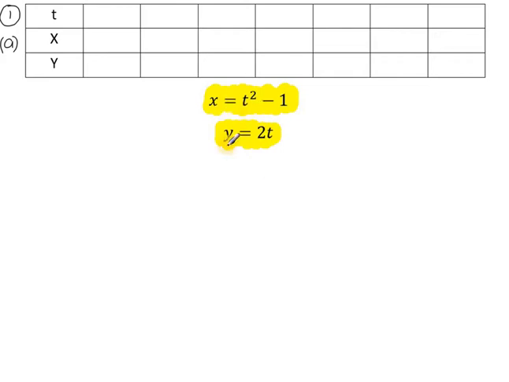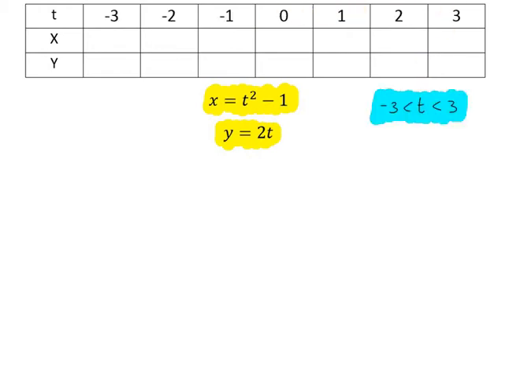So we have two equations, both given in terms of the parameter t. Now we need some values for t in here. In this example, t is in the interval between -3 and 3. We're going to work out x and y values from these equations and then plot points on a graph.